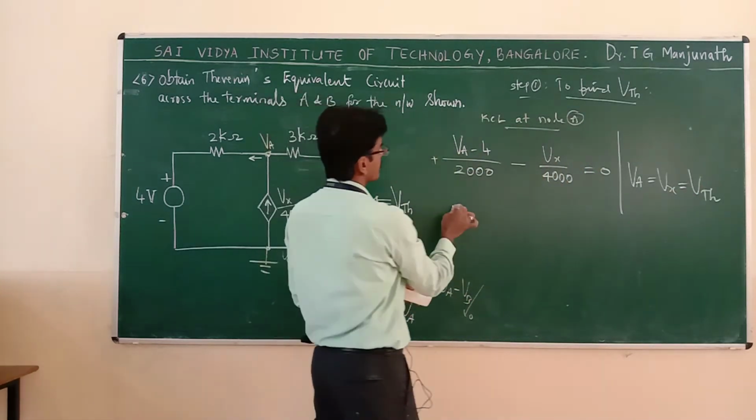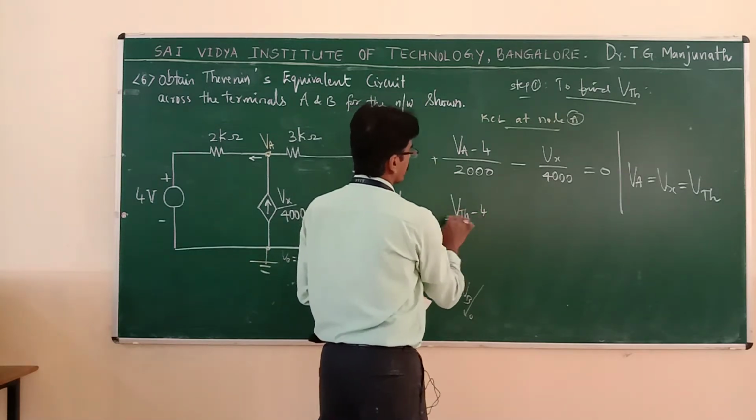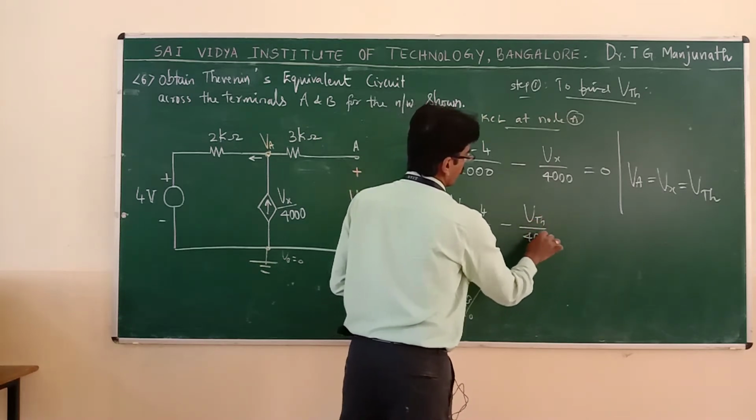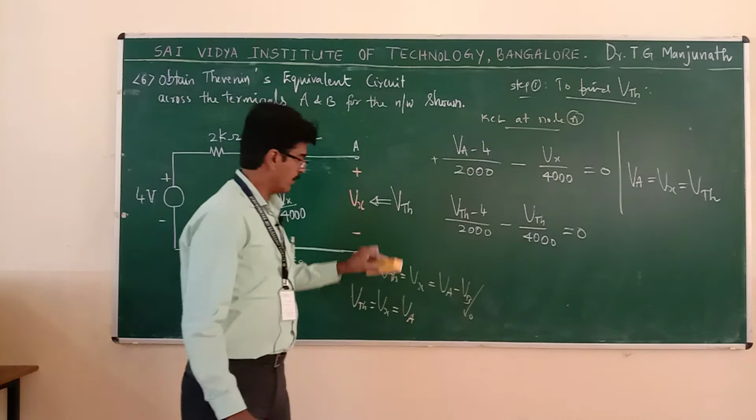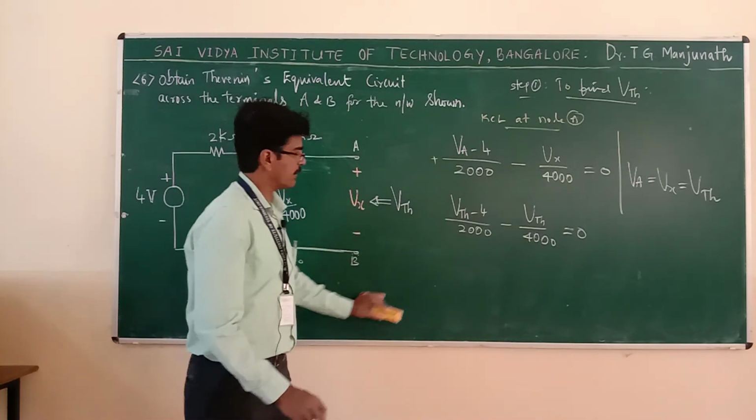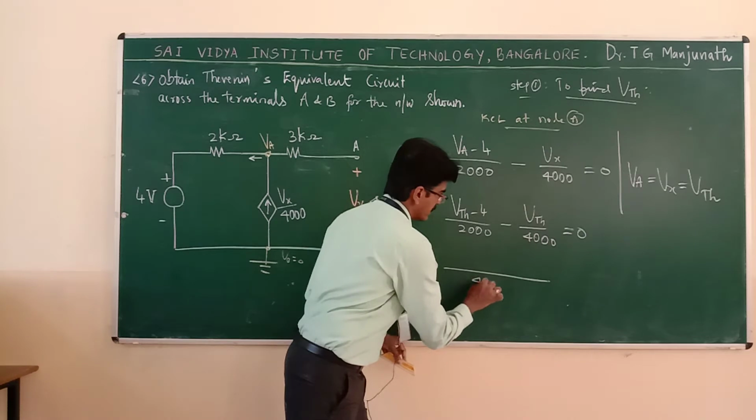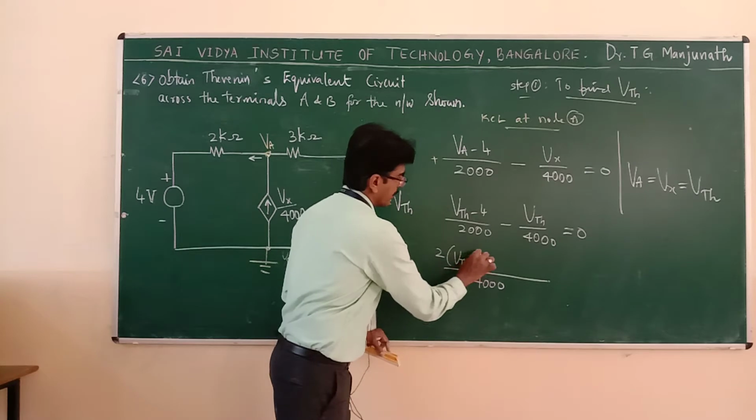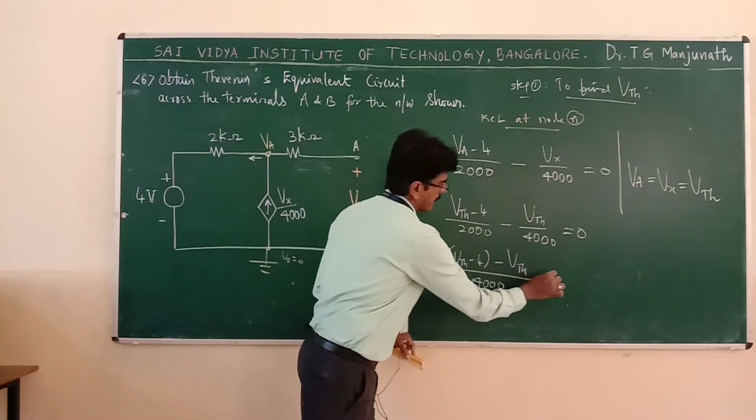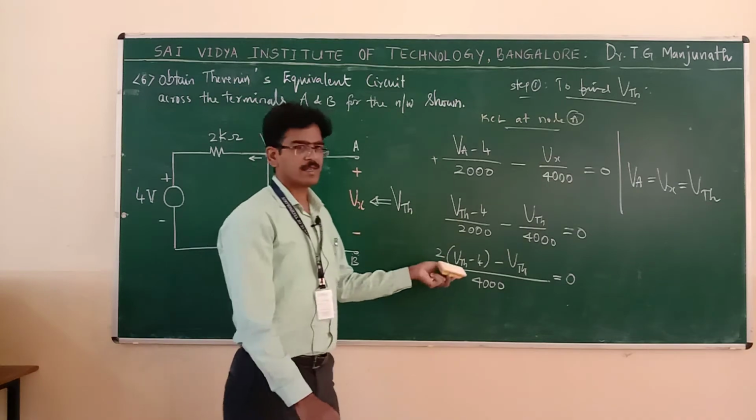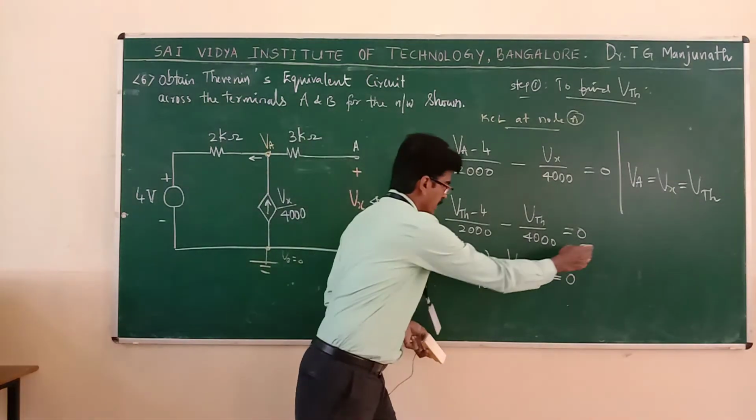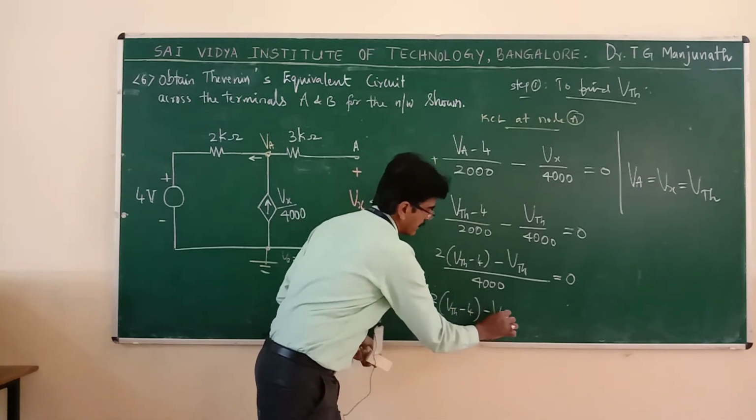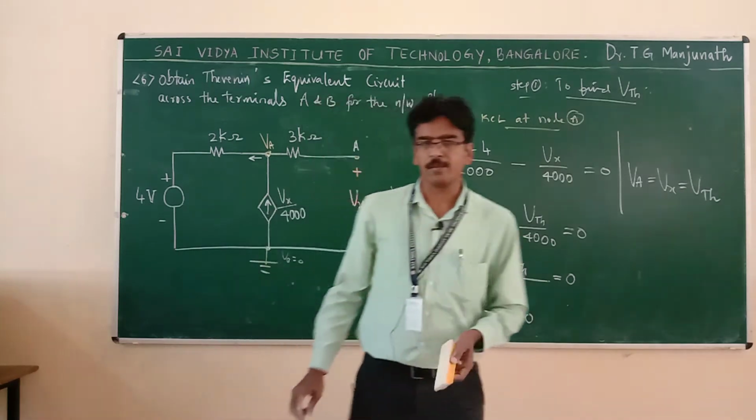So that I can replace this by (V Thevenin minus 4) divided by 2000 minus V Thevenin divided by 4000 is equal to 0. Now I have to simplify this. Let us take LCM here. With LCM 4000, it becomes 2 into (V Thevenin minus 4) minus V Thevenin is equal to 0. It is just LCM math, simple mathematics. So cross multiplying, we get 2 into (V Thevenin minus 4) minus V Thevenin is equal to 0.